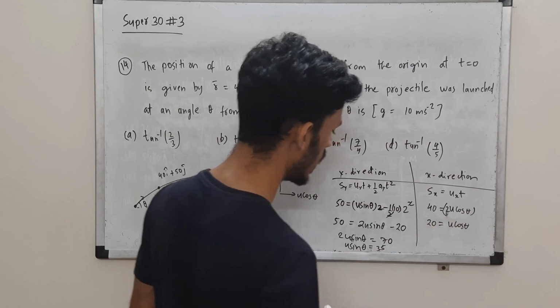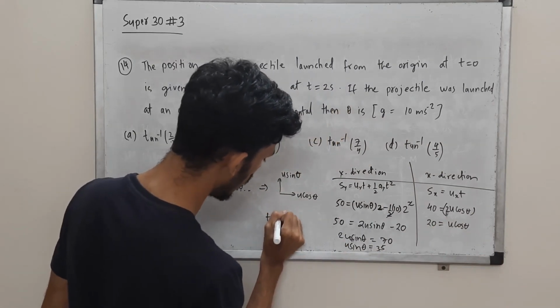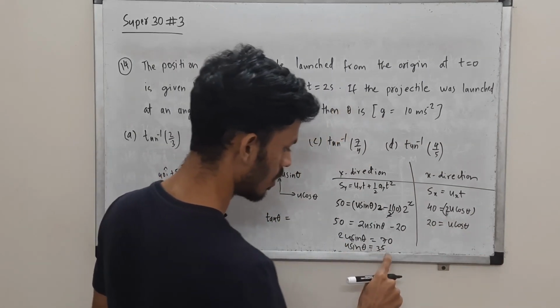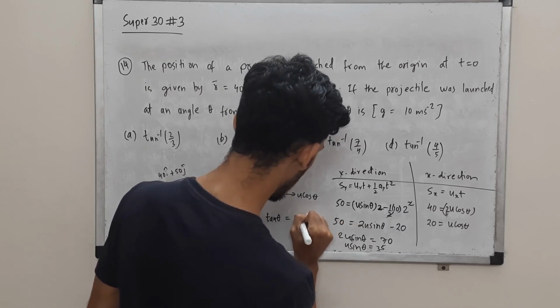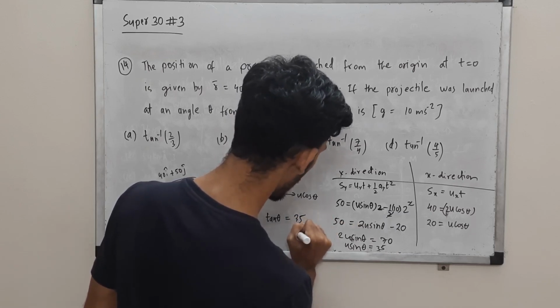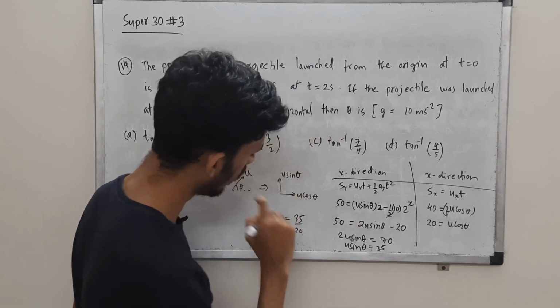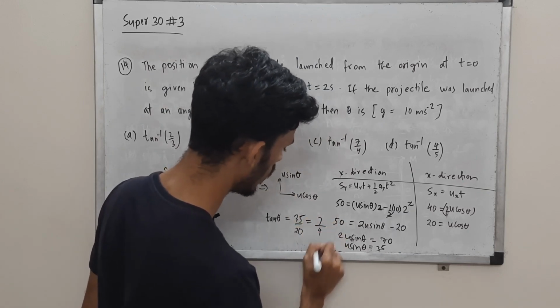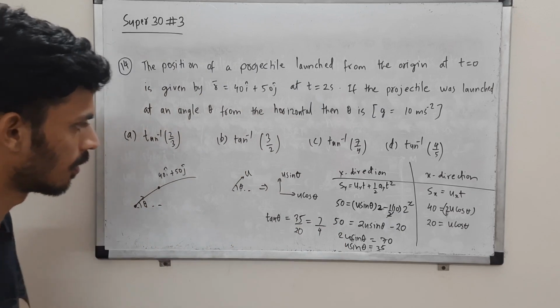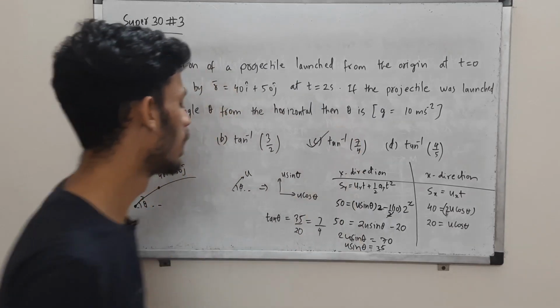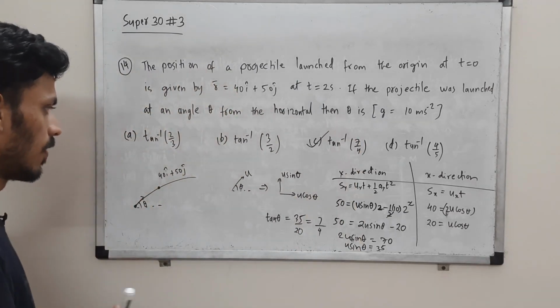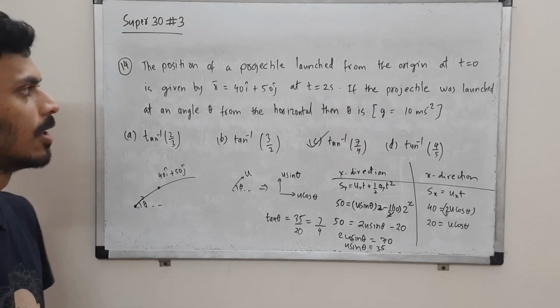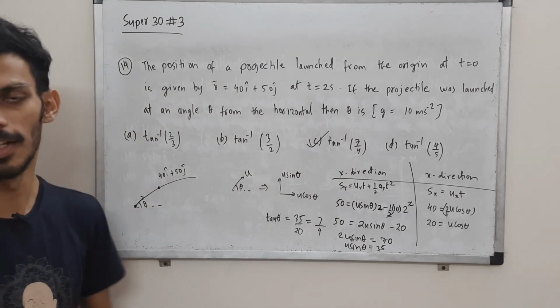u sin theta by u cos theta will give you tan theta, and that will give you 35 by 20. So that is 5 sevens are 35, and 5 fours are 20. So theta is tan inverse of 7 by 4, that is option C. Option C, tan inverse of 7 by 4, is the correct choice over here. Let's move to the next question.